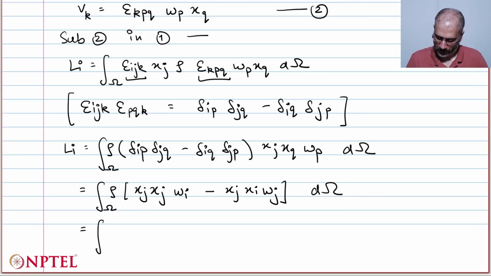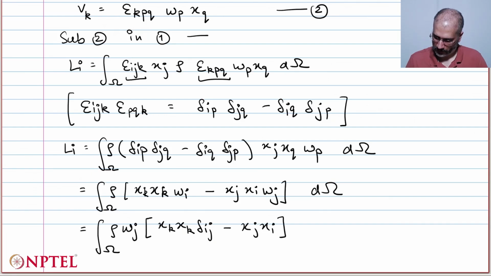So we'll do some manipulation. First, let me do it here only. So I'll replace this j with a k because that's allowed. That's an inner product. And then I'll take an omega_j out. So this becomes x_k x_k times a delta_ij minus x_j x_i, and there's an omega_j already out, and this is d capital omega.